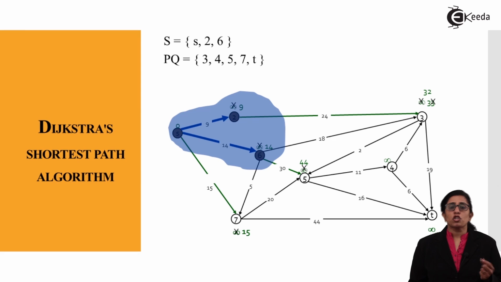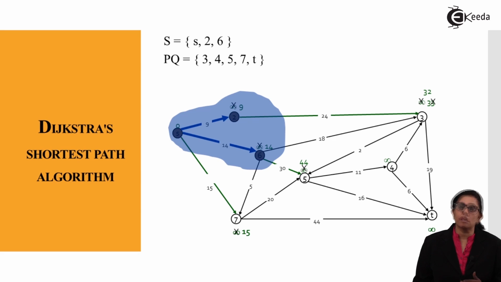Again, as we are finding the shortest path, we now consider node number 7 with a distance of 15. The blue shaded portion shows that the nodes which have been visited have now been fixed. We cannot change them or traverse back to those nodes. And now we start with node number 7. From node number 7, where all can we go? As 7 is my new start.